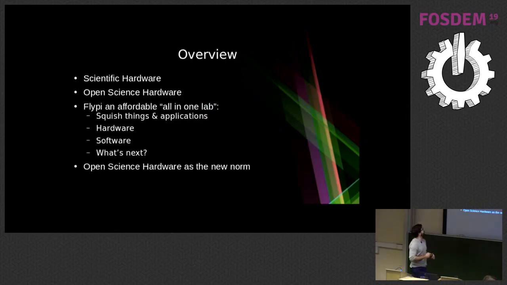So just a quick overview. We're going to talk about open science hardware, of course, and then one example of this, which is something that we've been developing for a number of years, called the FlyPy. I'm going to show you some squishy things from the biology side, so what do we do with this device and other applications we have. Then we're going to see hardware and software, think about what comes next, and think about how we can use open science hardware as a new norm inside research.